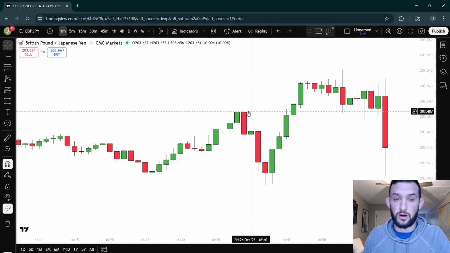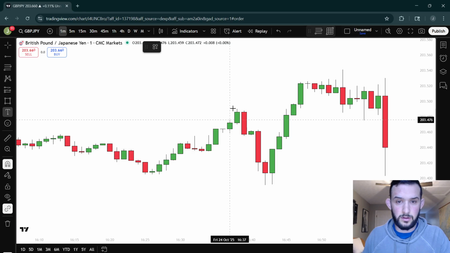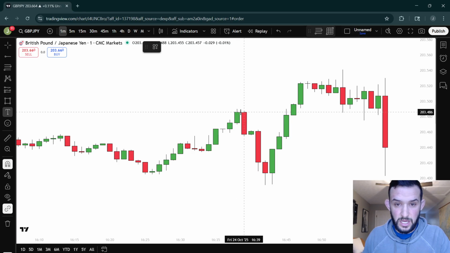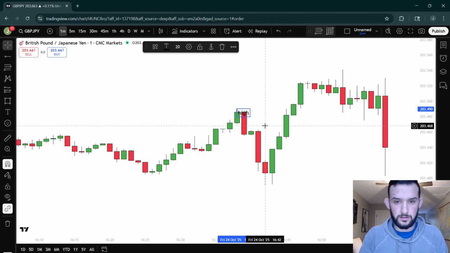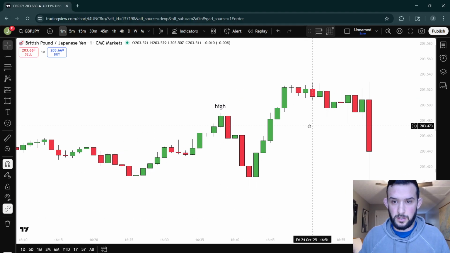So that's how we're able to tell the market structure going up, right? This is the highest point. So between these two candles, which wick is higher? It's going to be the green one. So this is the highest point. So that's a high. Boom, right there. Where's another high?